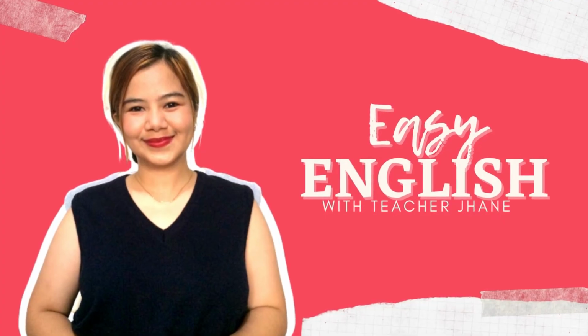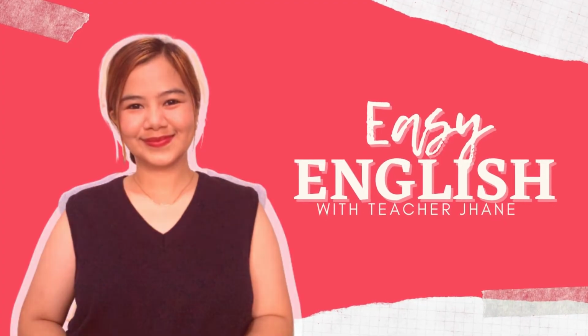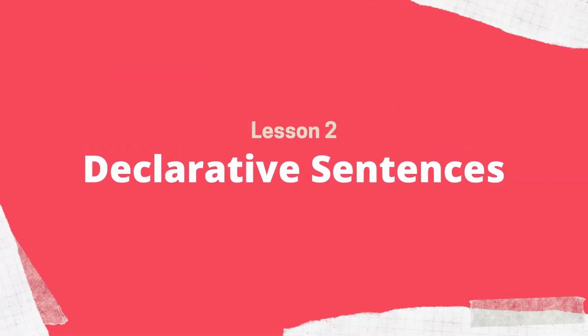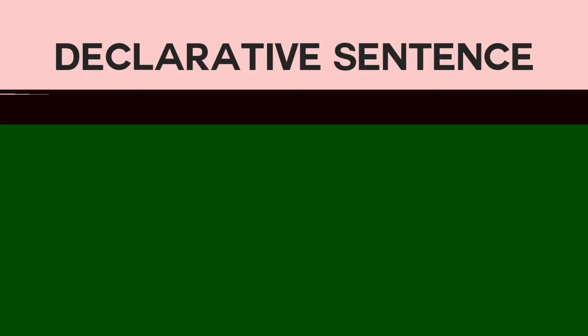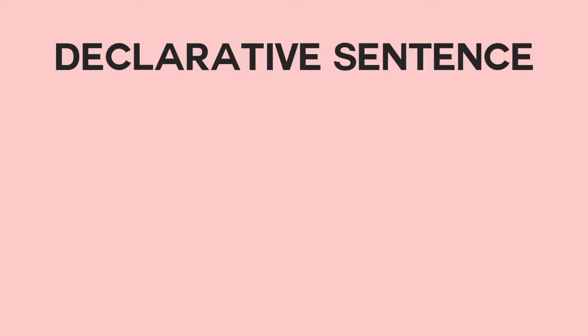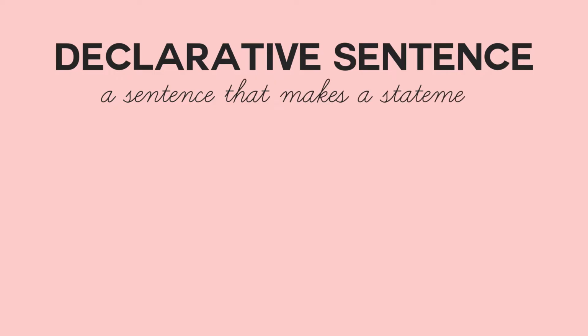It's Teacher Jane again. Let's have Lesson 2, Declarative Sentences. What is a declarative sentence? A declarative sentence is a sentence that makes a statement. There are clues on how we can identify a declarative sentence.